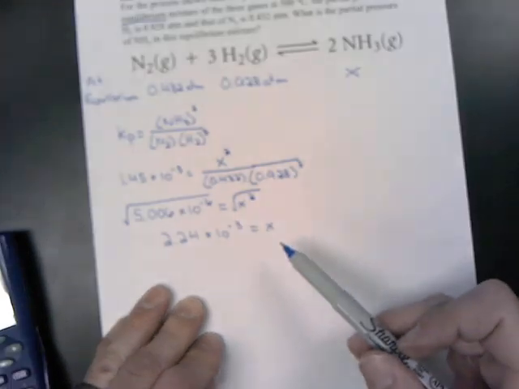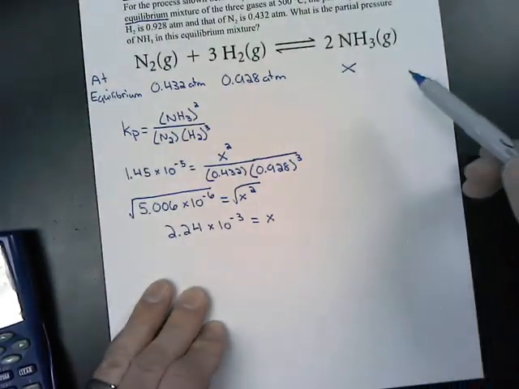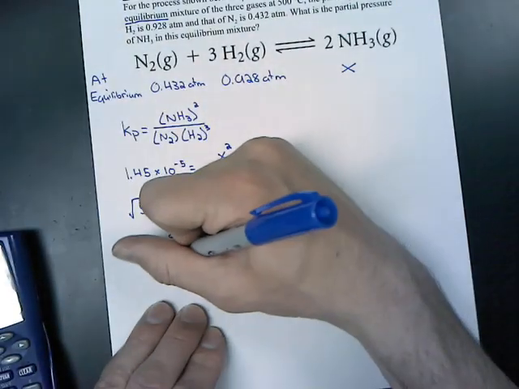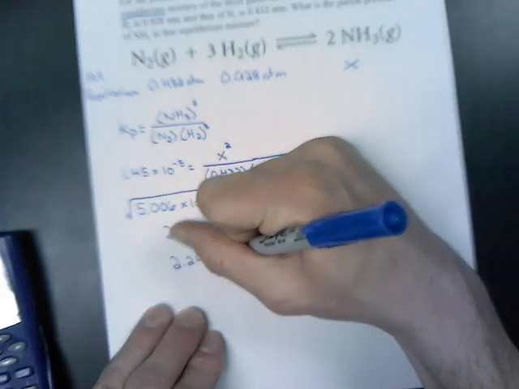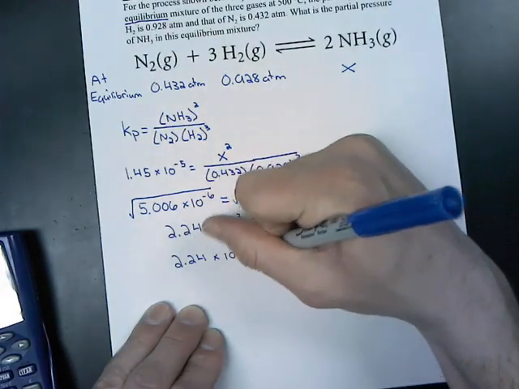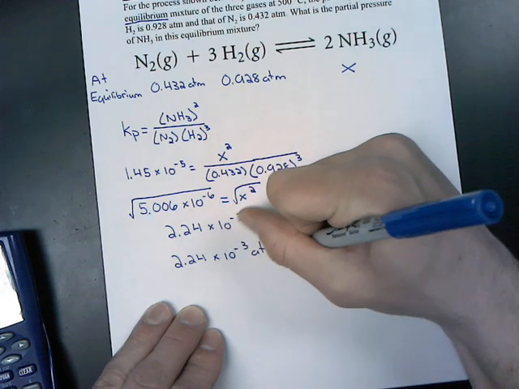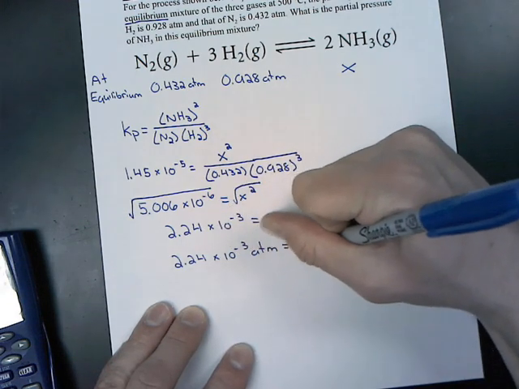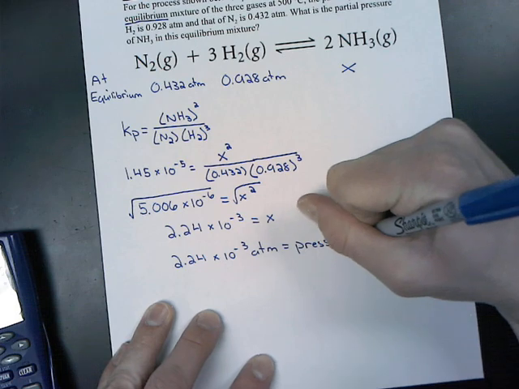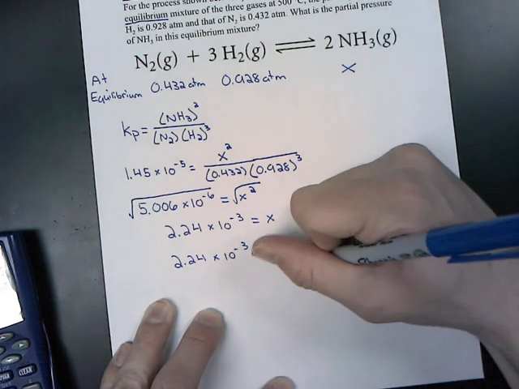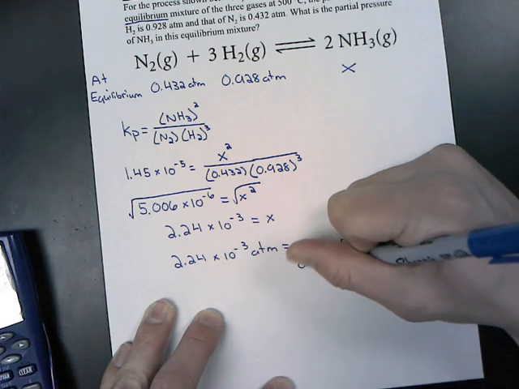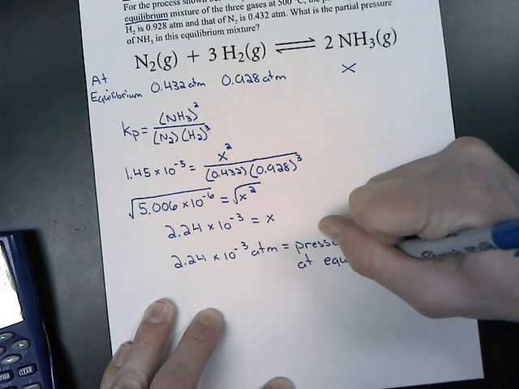Now, our x is the pressure of NH3. So 2.24 times 10 to the negative third atmospheres is the pressure of NH3 at equilibrium.